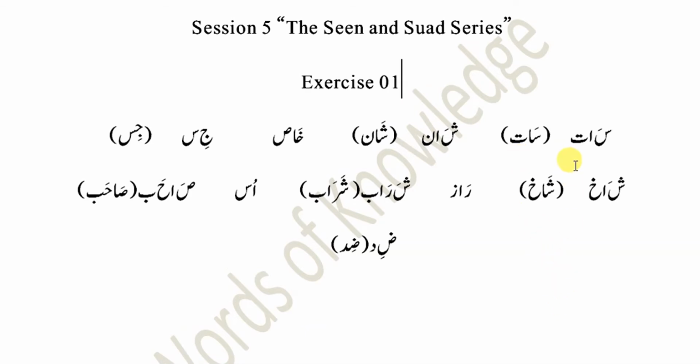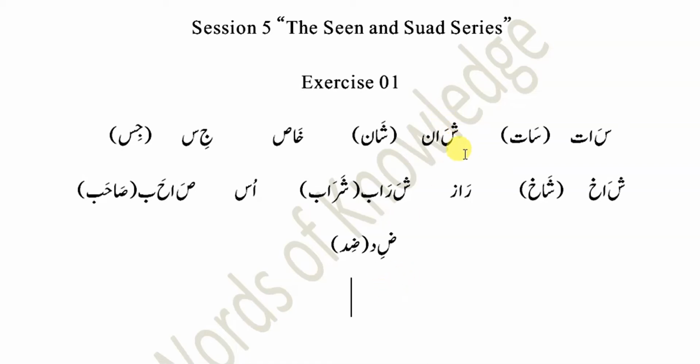The first word has 3 alphabets: Seen, Alif and Te. Seen has a diacritical mark over it. It is called a zabar sign. And the whole word is called Saat.